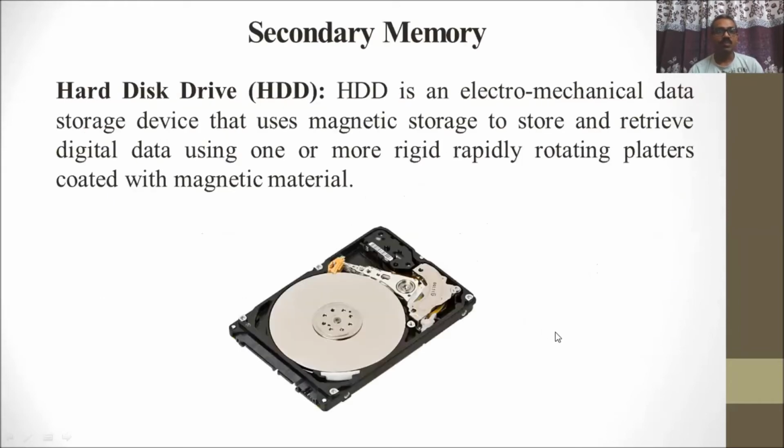Secondary memory. Hard disk is a secondary memory, and HDD is an electromechanical data storage device that uses magnetic storage to store and retrieve digital data using one or more rigid, rapidly rotating platters coated with magnetic material. So here are the platters or disk, which move very fast, with some magnetic material coated on the platters.